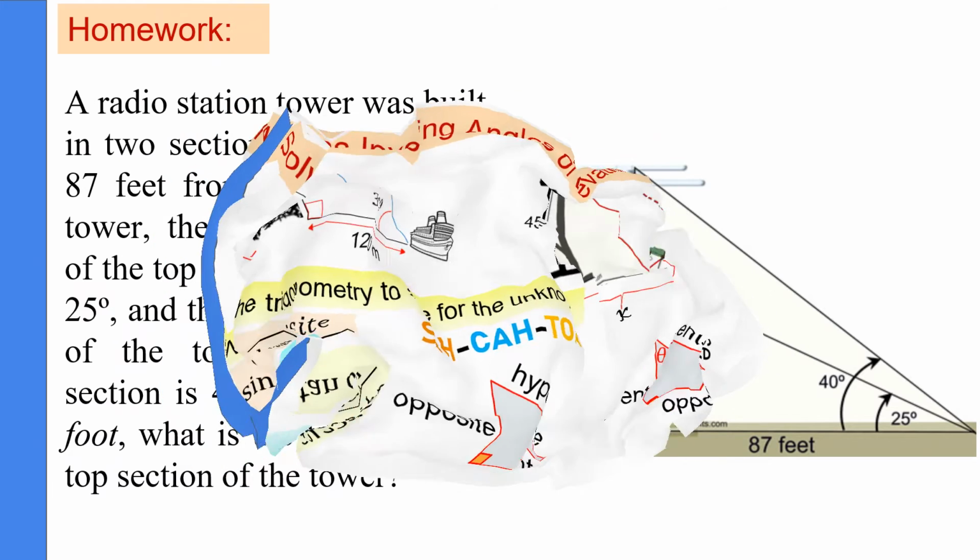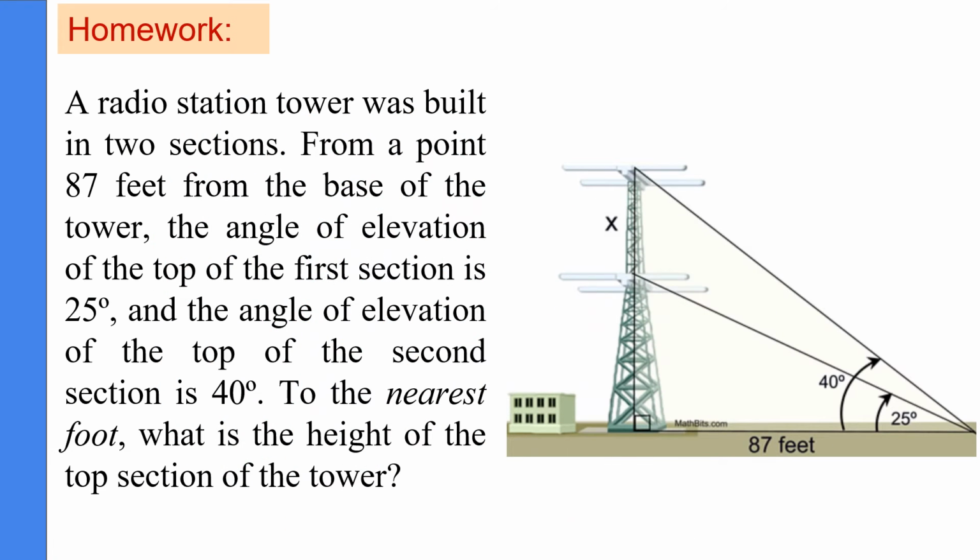Now, let us answer your homework. A radio station tower was built in two sections. From a point 87 feet from the base of the tower, the angle of elevation of the top of the first section is 25 degrees, and the angle of elevation of the top of the second section is 40 degrees. To the nearest foot, what is the height of the top section of the tower?